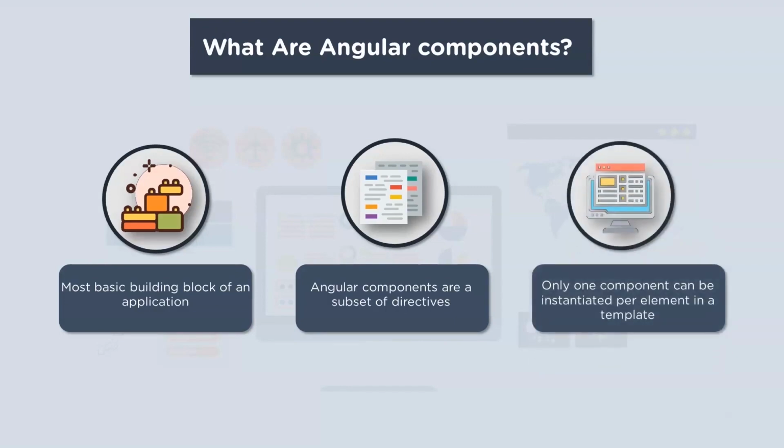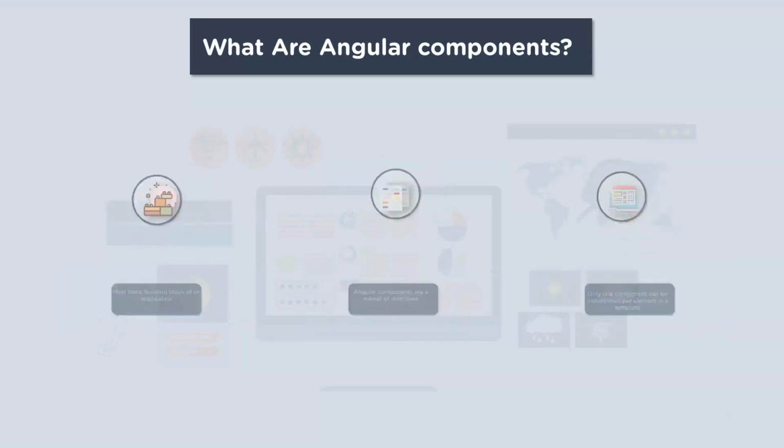Only one component can be instantiated per element in a template. Components are typically custom HTML elements, and each of these elements can instantiate only one component. Don't worry, you'll understand this better when I show you the demo.